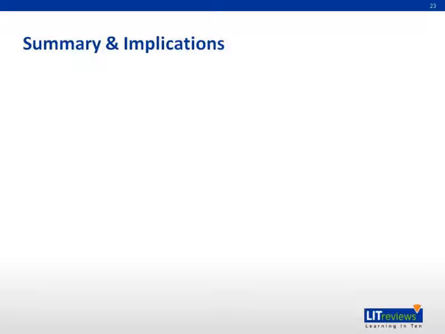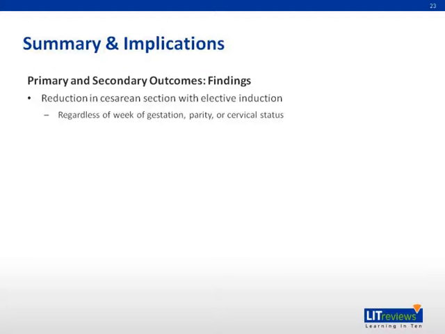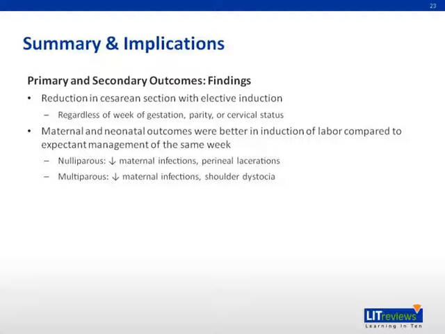Summary and implications. For the primary and secondary outcomes, they found that there were reduction in the cesarean section rates with elective induction, regardless of week of gestation, parity, or cervical status. Maternal and neonatal outcomes were better in induction of labor, compared to expectant management of the same week. For nulliparous women, there was decrease in maternal infections and perineal laceration, whereas in multiparous women, there was decrease in maternal infections and shoulder dystocia.